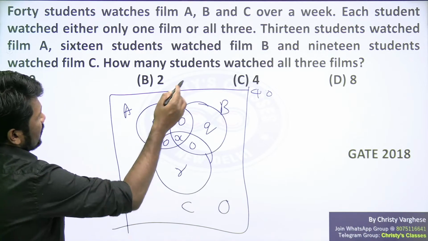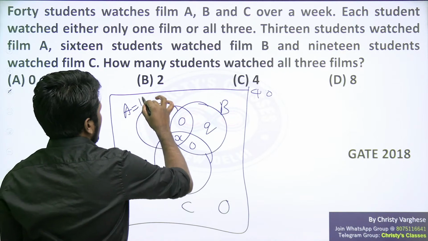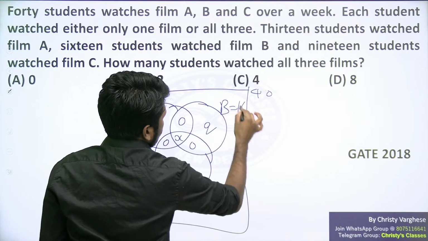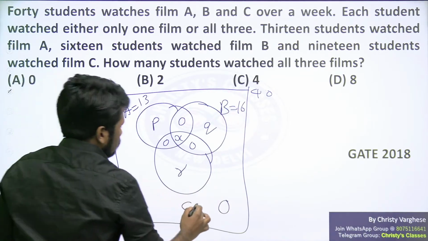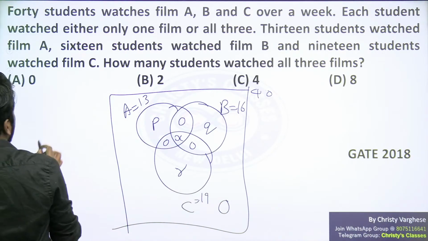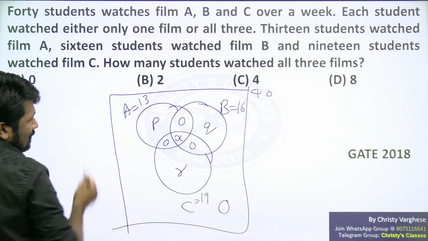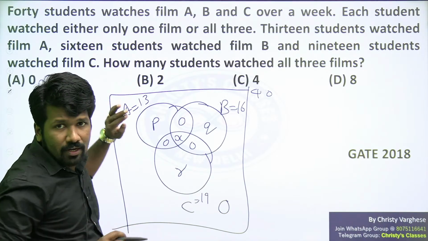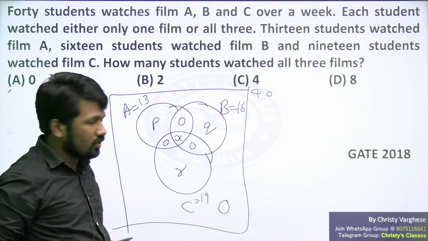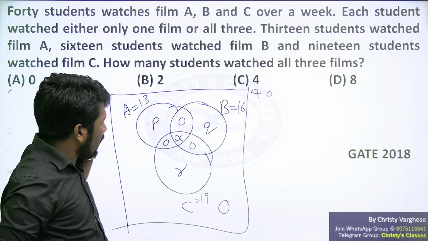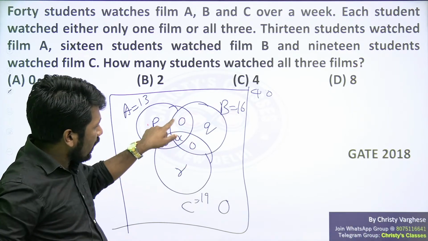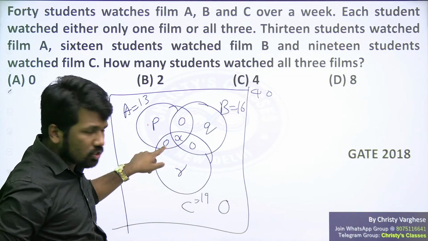So now let us understand. 13 students watch film A, so A is equal to 13. 16 students watch film B, and 19 students watch film C. How many students watch all 3 films? First I will show you the direct method, then I will show you the shortcut method. So the 13 people who watched A film can be categorized into two sets: only A film watching people, and all 3 film watching people, because A and B watching people and A and C only watching people are 0.